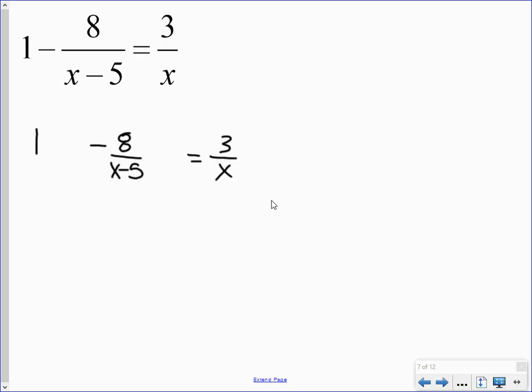Think back to section 7.3 when we were doing simplifying, multiplying, and dividing. We had to factor everything, and common factors in the numerator and the denominator could cancel. So the only way for us to get rid of this x minus 5 is to multiply by x minus 5.